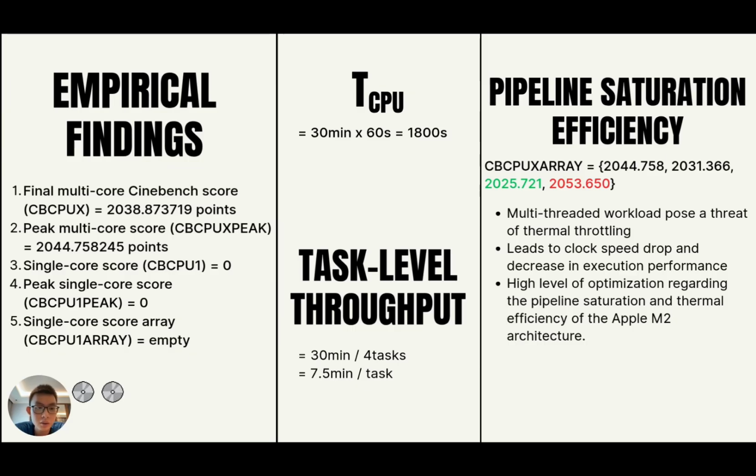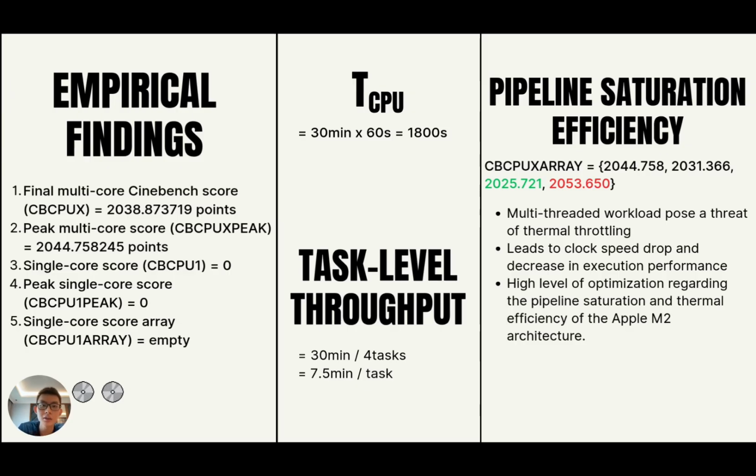Peak single core score 0. Single core score array is empty. The single core score is either 0 or empty because the workload is explicitly configured to run a multi-core loop. Therefore, the single core metrics will completely bypass.